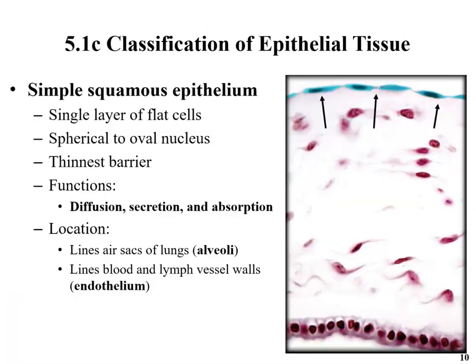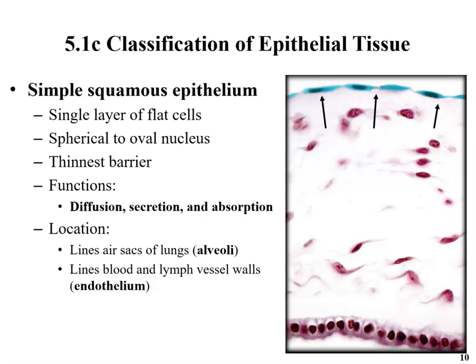Okay, first let's talk about simple squamous epithelium. This is when there's a single layer of flat cells, right? Squamous means flat, and simple epithelium means there's a single layer of cells. These cells have a spherical to oval nucleus. This is an example of the thinnest barrier that you're going to see in the body. Its functions include diffusion, secretion, and absorption.